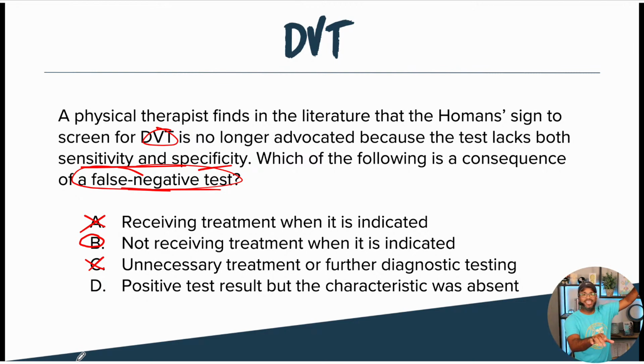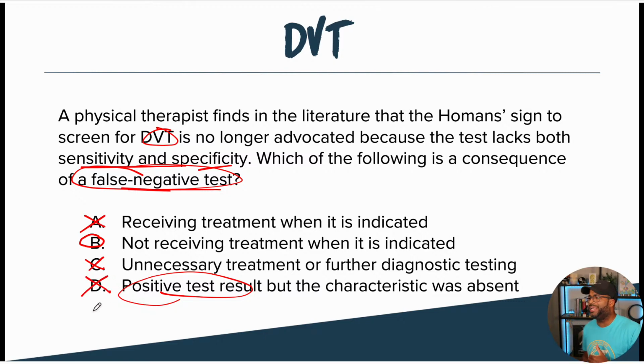Take a look at D. Positive test result, but the characteristic was absent. Oh, I like what the test maker was trying to do here. Trying to confuse me a little bit, but not today. We got this. Positive test result. Well, here I know that this is a negative test. Up in the question it says false negative test, right? So I don't see how D could be right as it's putting positive test result. It makes no sense here. So therefore, I'm going to go ahead and eliminate D.